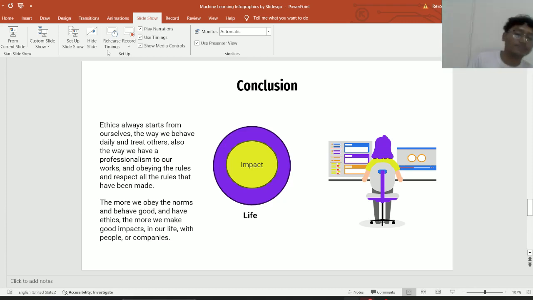So you can say that there's an impact just because of the way we behave. There's always an impact, and that impact is going to affect our lives, our environment, the society. So we need to make sure that we behave well to make sure that we receive the good impacts, the good long-lasting impact for our life, for our environment, for the society, for our companies, and for people.